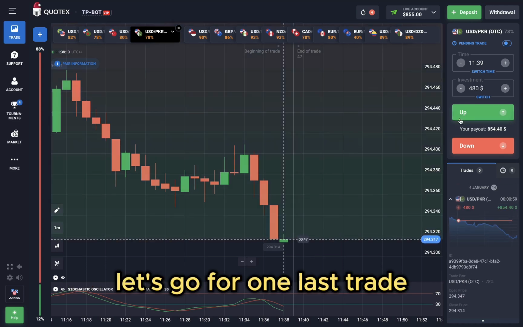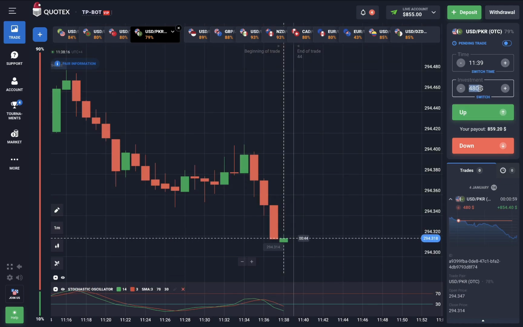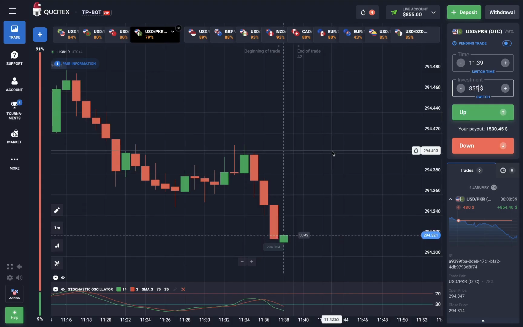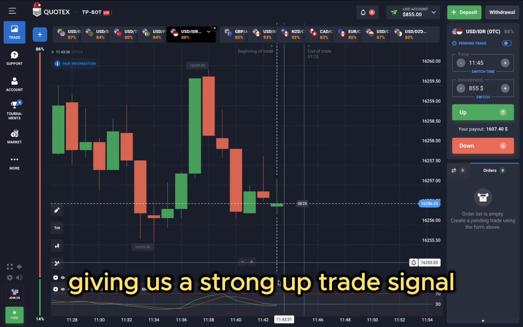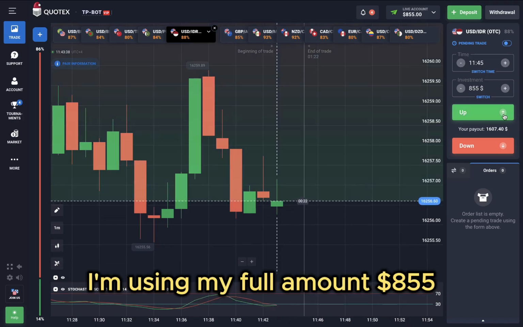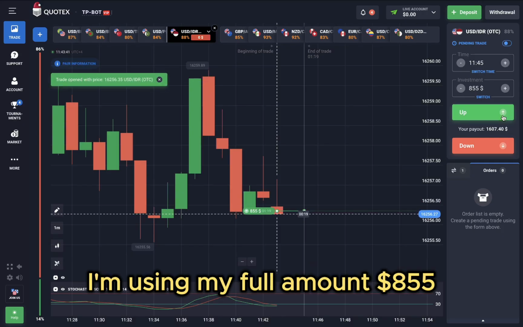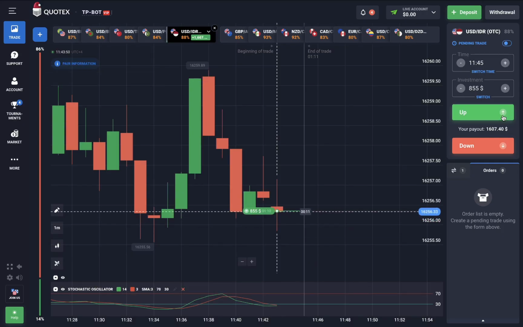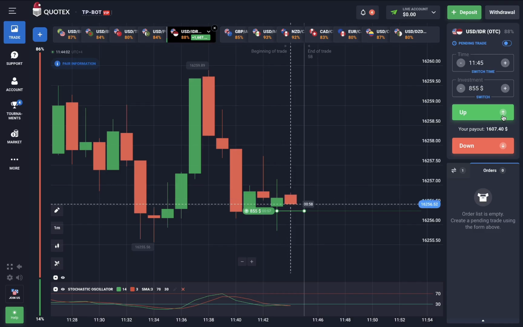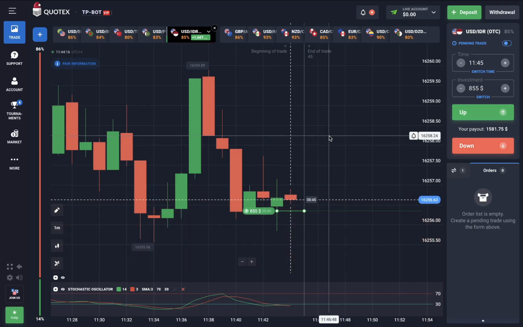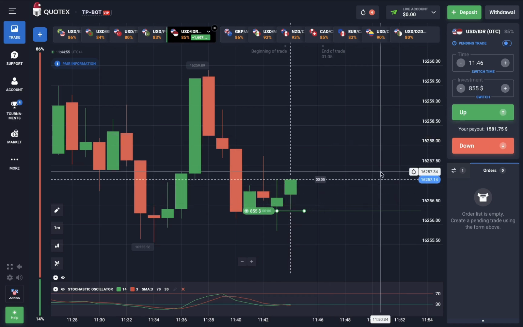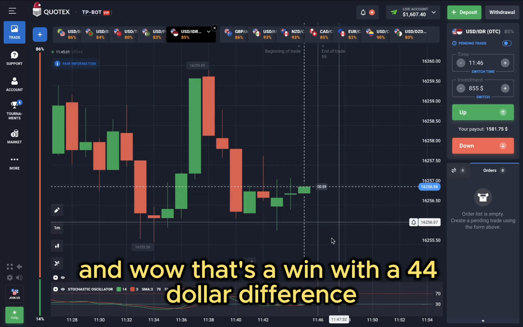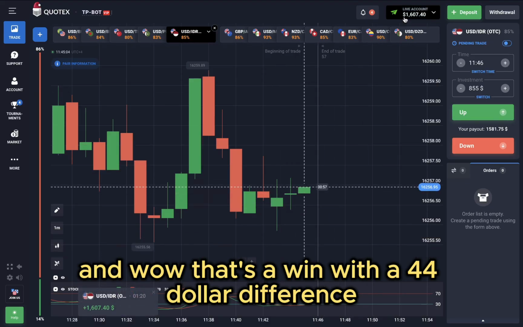Let's go for one last trade. The green line crosses below the red line this time, giving us a strong up trade signal. I'm using my full amount, $855. And wow! That's a win with a $44 difference.